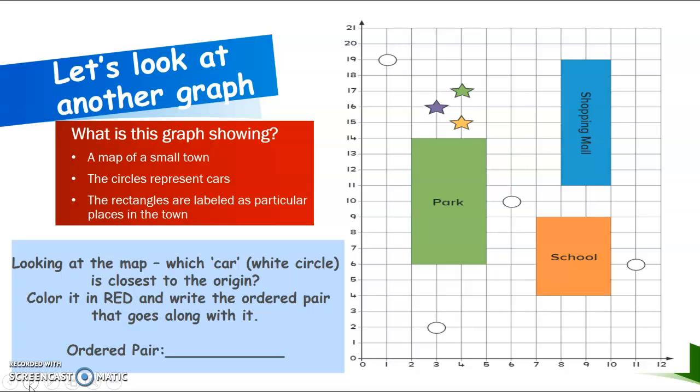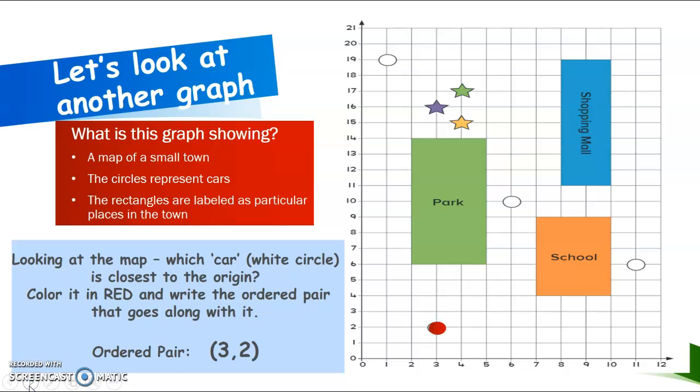And color it in red. Obviously, you're not going to color it, but you can think about where it is and what's that ordered pair that goes with it. So take a minute, think about it, pause if you need to. We're sliding and climbing. And what is the closest one to the origin? The 0, 0 mark. Hopefully, you are thinking about that spot right there, 3, 2.